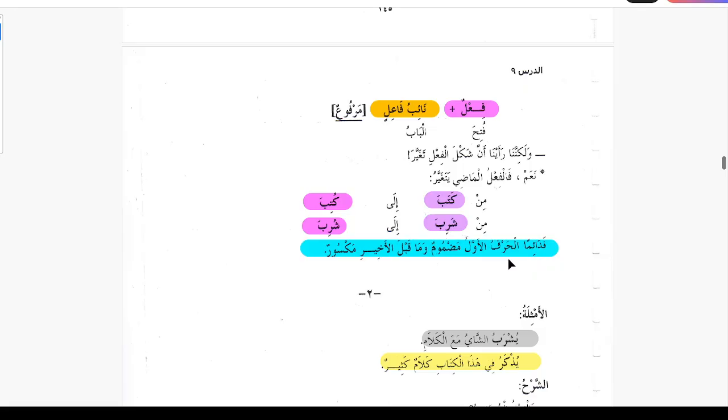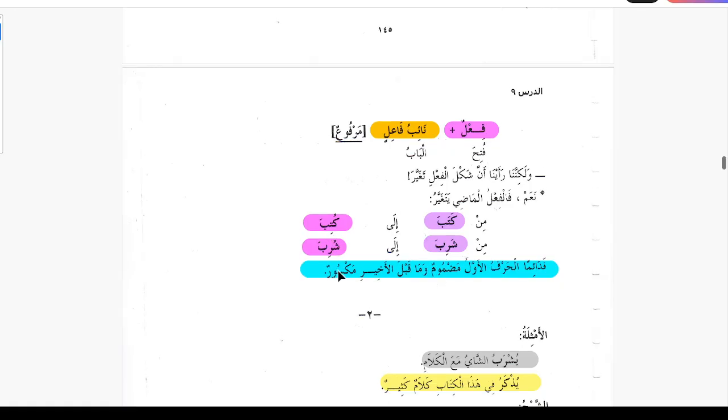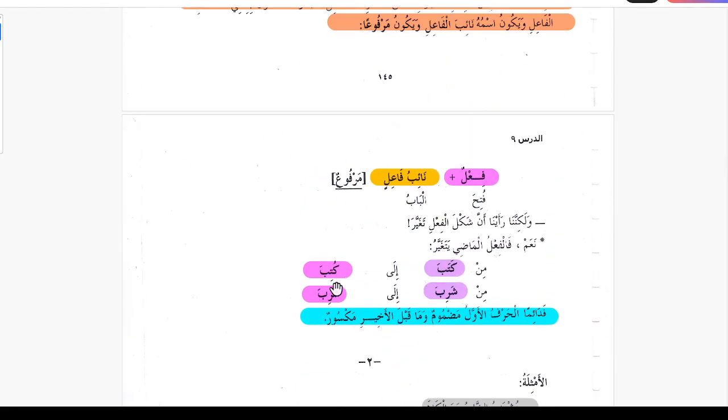So always, the first letter, the first radical, like in this case ka, ta, ba, three root letters, Shariba, three root letters. The first one is mazmum, it has dhamma. And the one before the last is maksur, it will have kasra. So this is going to be always. In that sense it is simple to make a passive verb from an active verb, because always the first radical is going to have dhamma, and the second last is going to have a kasra.